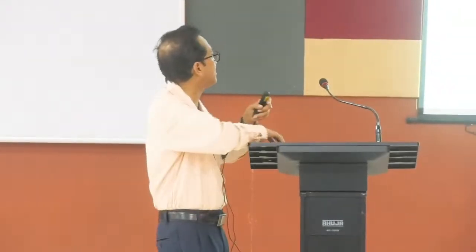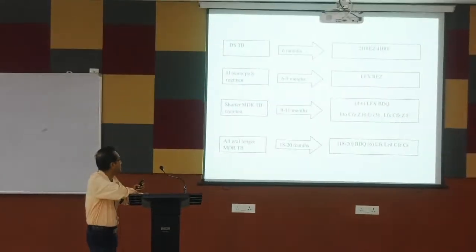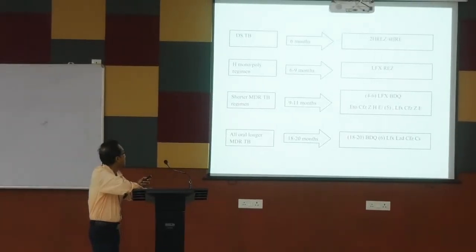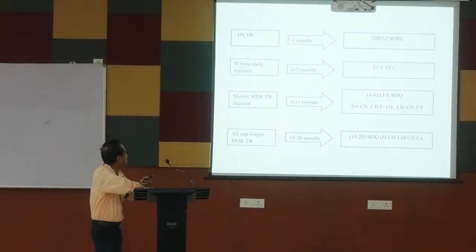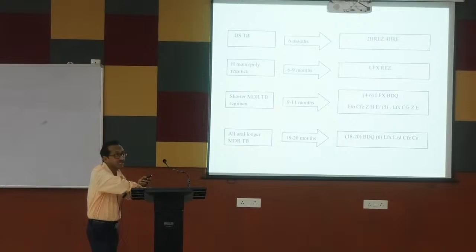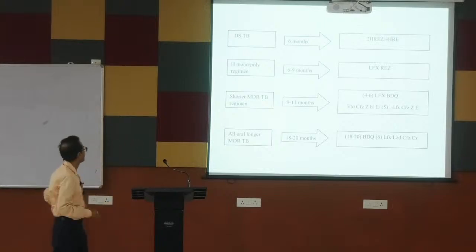So the first 2 months is HREZ, that is INH, rifampicin, ethambutol, pyrazinamide. Then 4 months of HRE, that is INH, rifampicin, and ethambutol. What is the change? Previously, it was two drugs in the last 4 months. Now, three drugs are used. This is the difference. Next, H mono or poly regimen, that is only INH resistant.